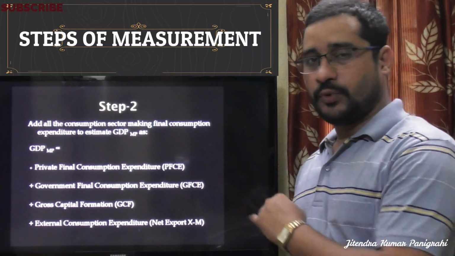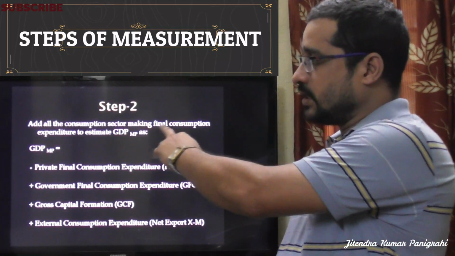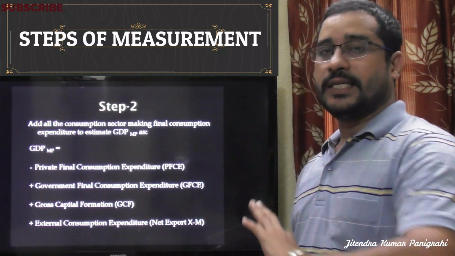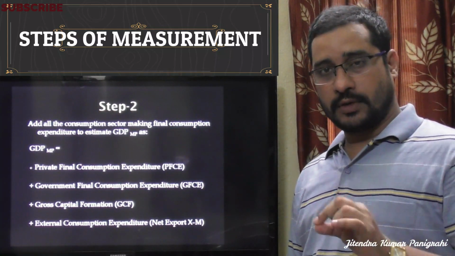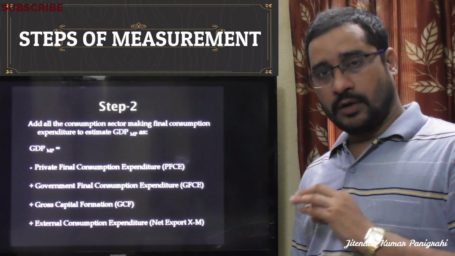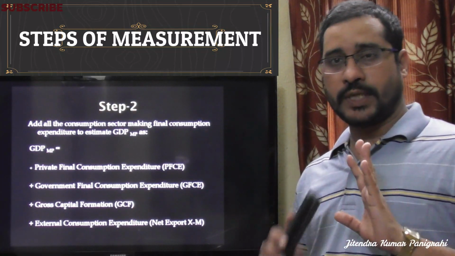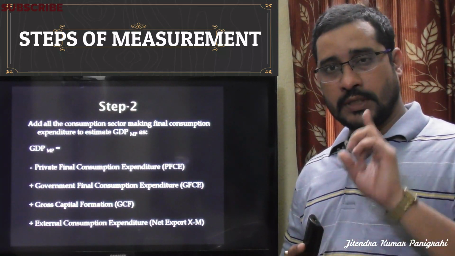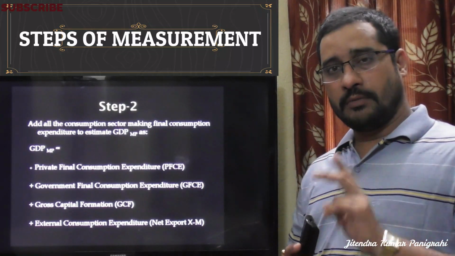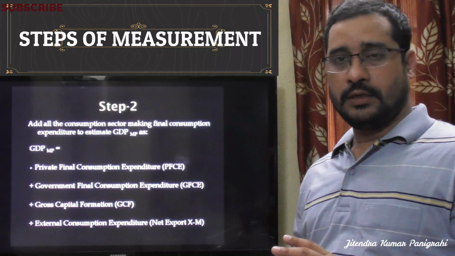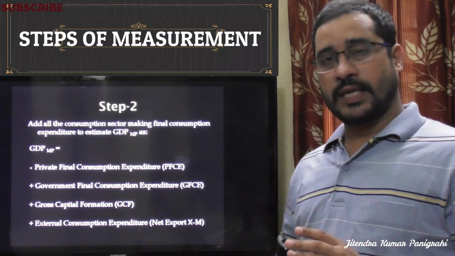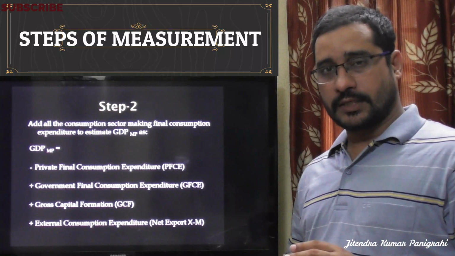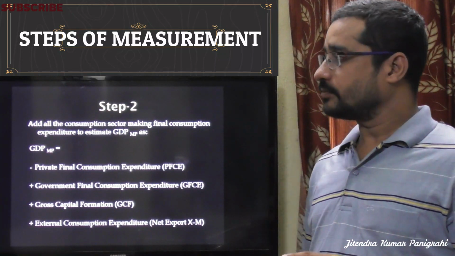Next, step two: all the consumption sectors make final consumption expenditure to estimate GDP at market price. To calculate GDP at market price, we have to add all the consumption expenditure made by these four sectors. First sector, PFC, private final consumption expenditure. Second sector, GFC, government final consumption expenditure. Third sector, gross capital formation, GCF. And the fourth sector is the external consumption sector, that is net export or net import.